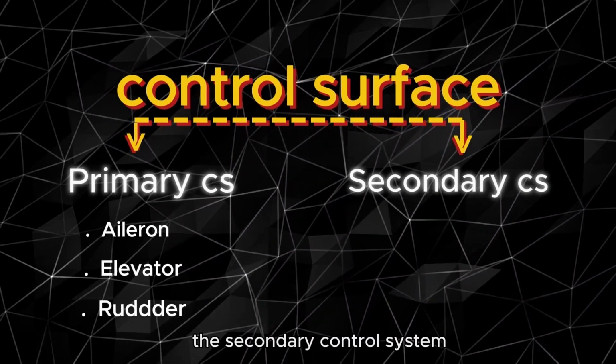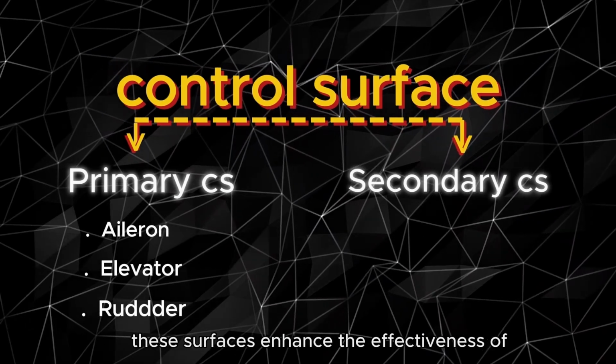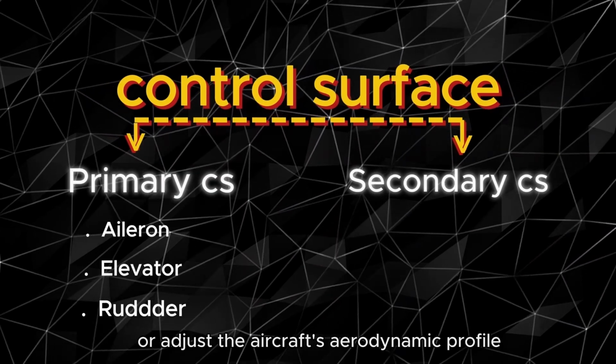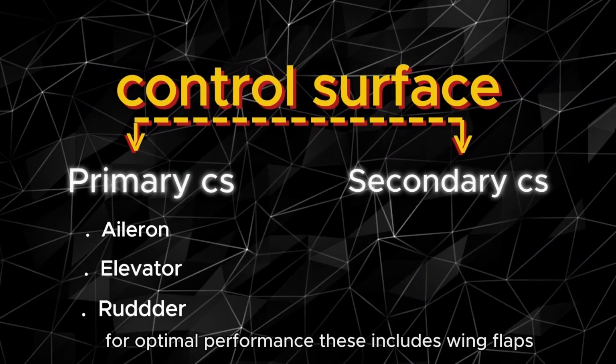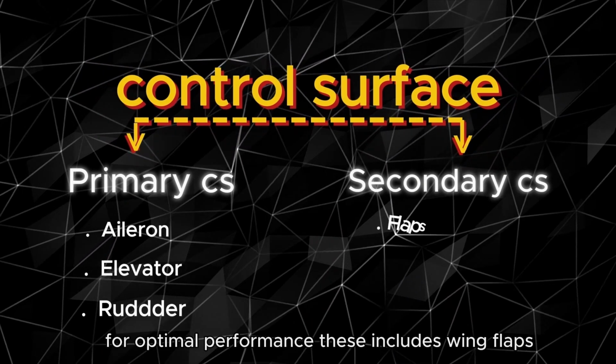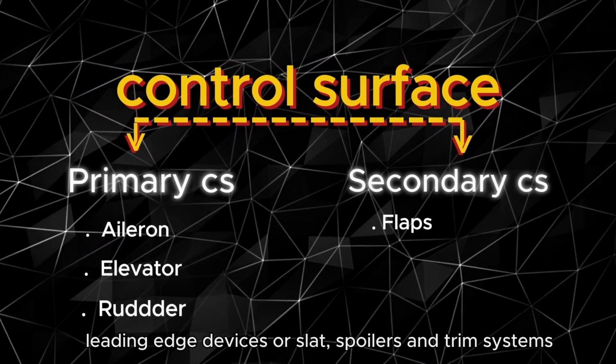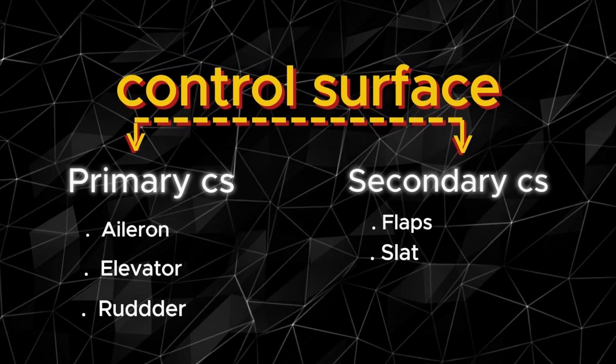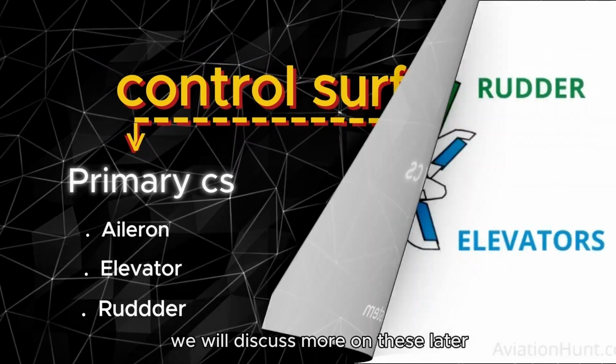The secondary control system. These surfaces enhance the effectiveness of the primary control surfaces or adjust the aircraft's aerodynamic profile for optimal performance. These include wing flaps, leading edge devices or slats, spoilers, and trim systems. We will discuss more on these later.